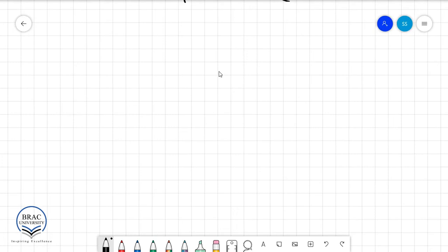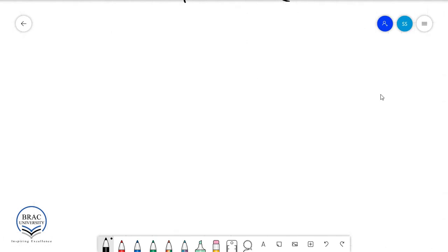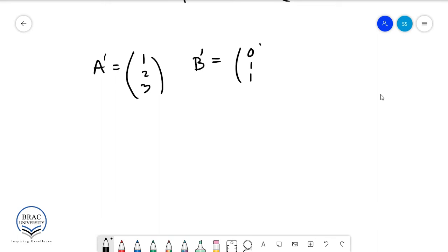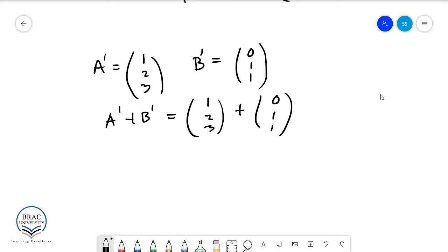Now let's take a look at another example. This time we will be taking a column matrix 1, 2, 3, let's say, and another one. Let's give it a prime so that we don't confuse ourselves, and let's say 0, 1, 1, and A prime plus B prime will be given by 1, 2, 3 plus 0, 1, 1, and you can readily evaluate this as 1, and 2 plus 1 is 3, 3 plus 1 is 4.